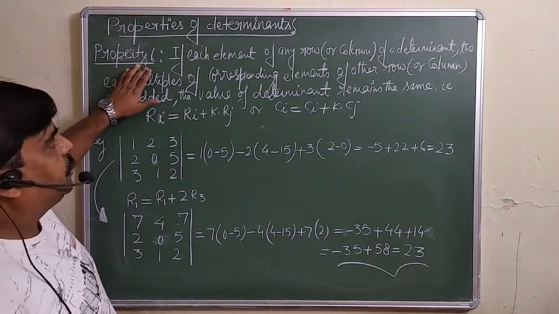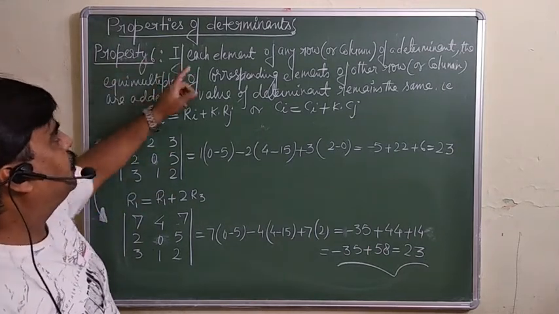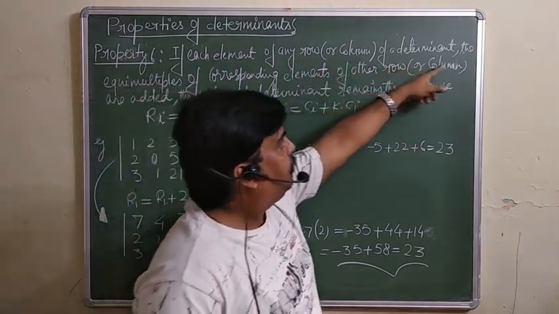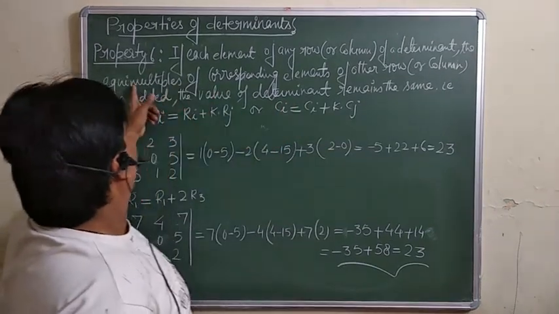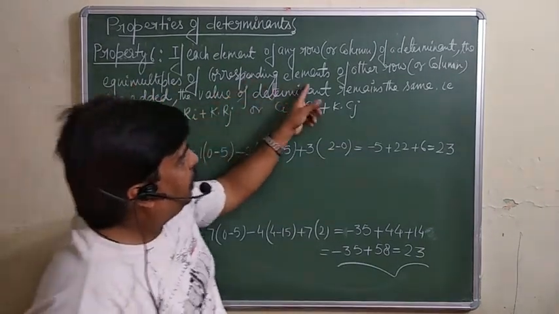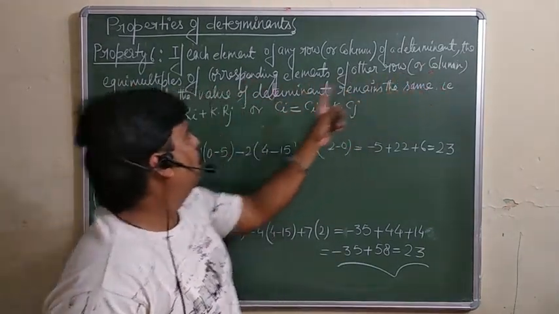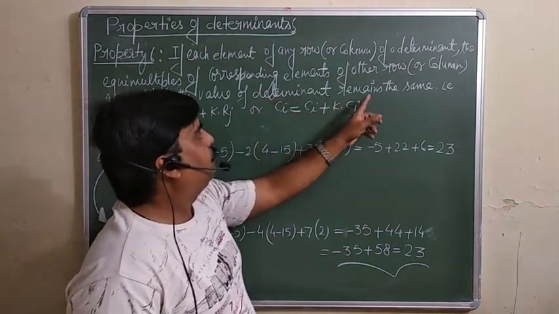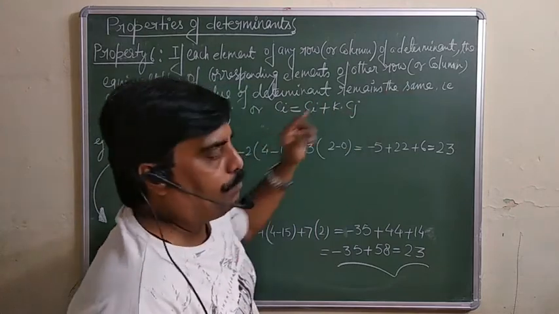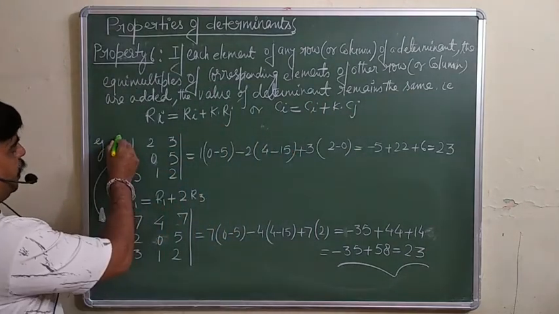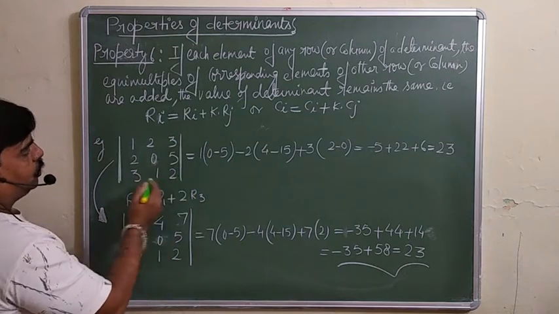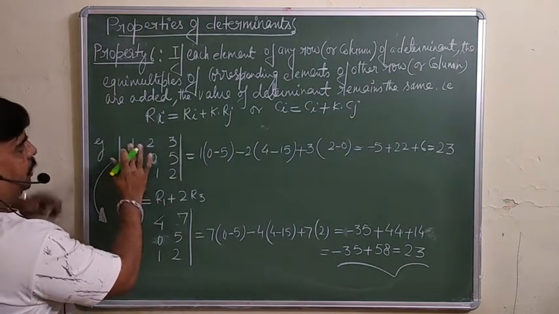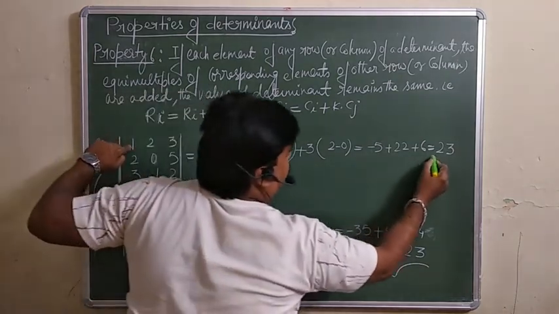Now property 6. According to property 6, if each element of any row or column of a determinant is multiplied by a constant, equal multiples of the corresponding elements of the other row or column are added, the value of the determinant remains the same. We can understand this with the help of an example. Suppose this is your determinant; if you calculate it, you will get 23.